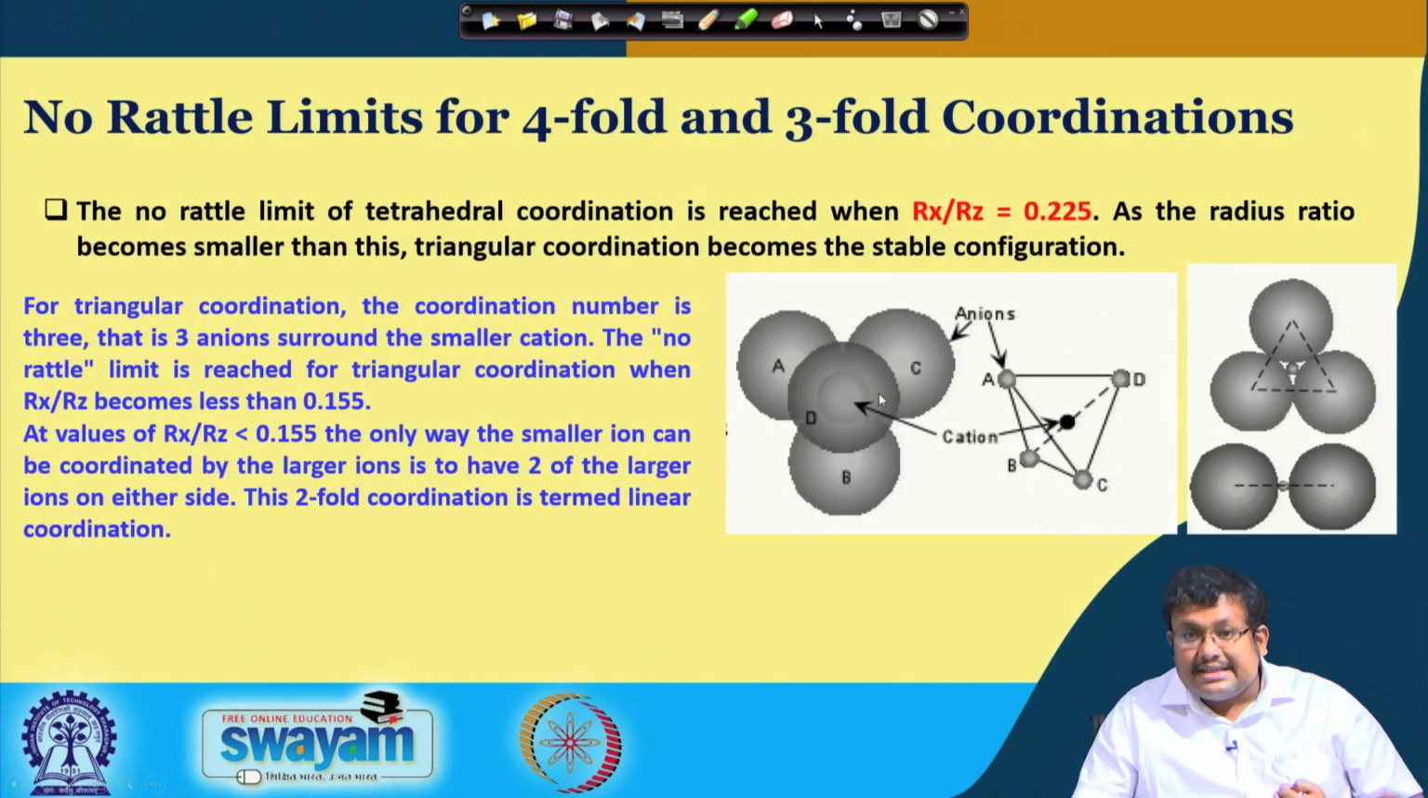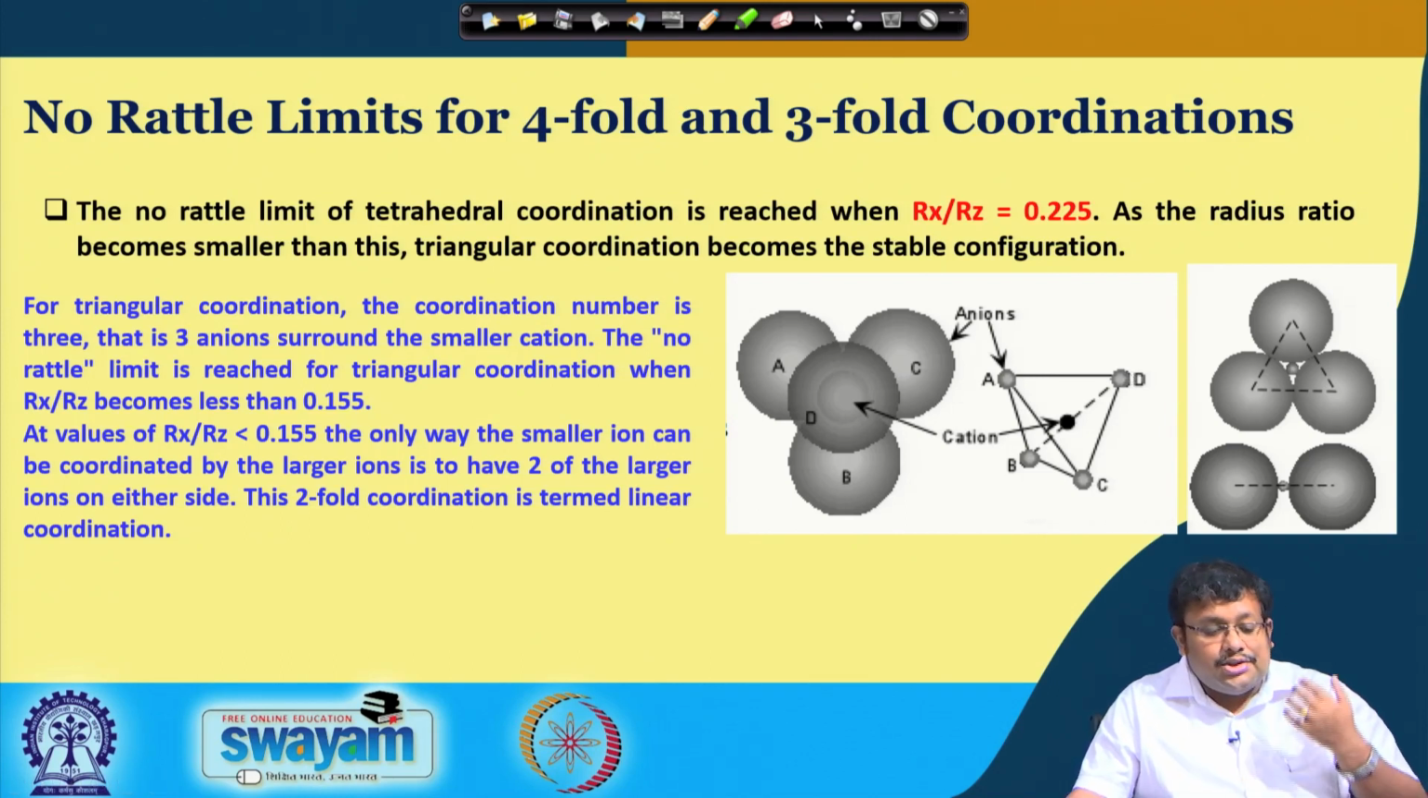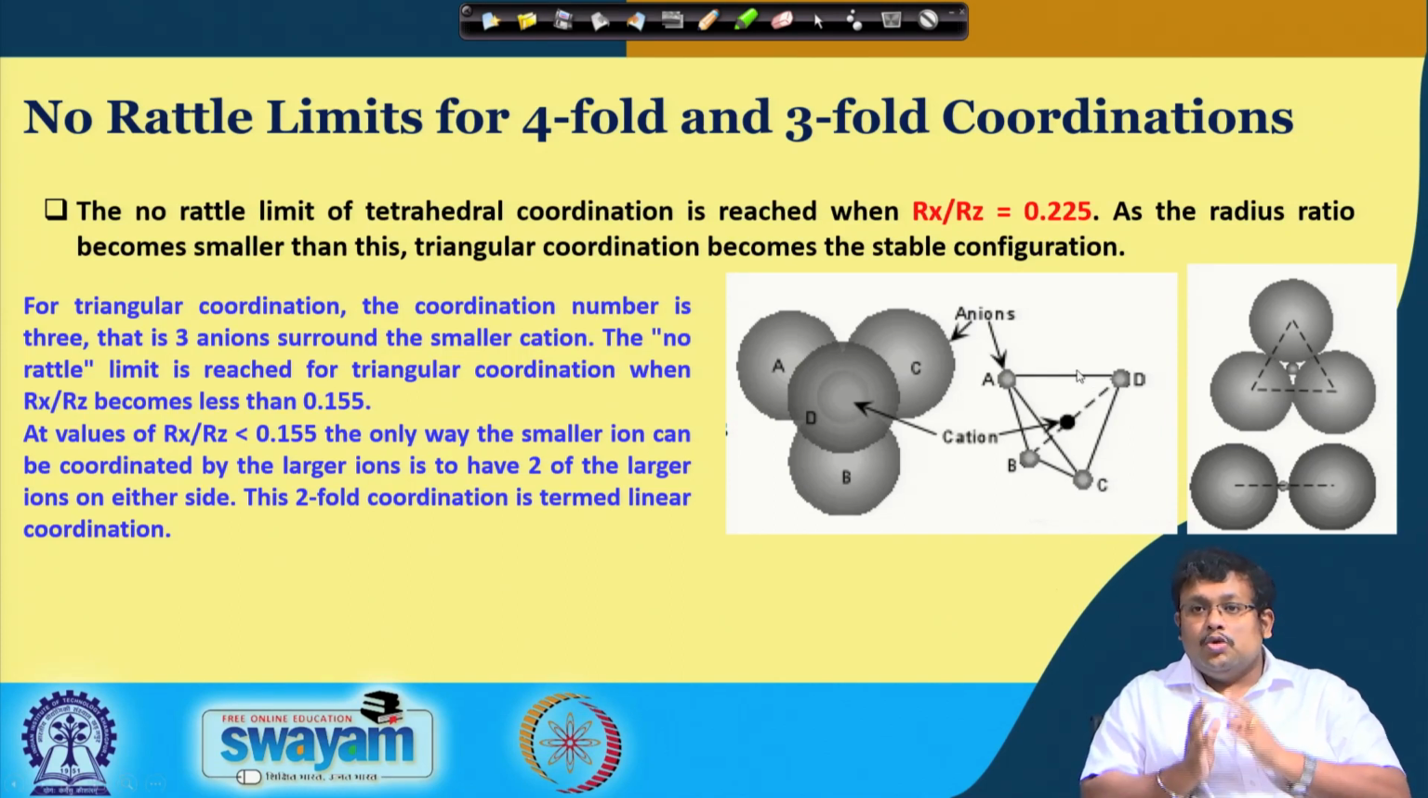You can see here this is a tetrahedral coordination, and in this tetrahedral coordination, obviously, at the center there will be the cation, which is surrounded by 4 anions. So, what is the no-rattle limit for 4-fold coordination? The no-rattle limit of tetrahedral coordination is reached when the radius ratio becomes 0.225.